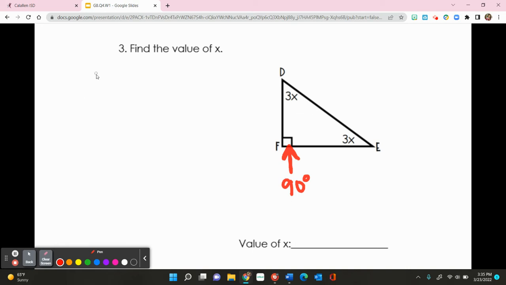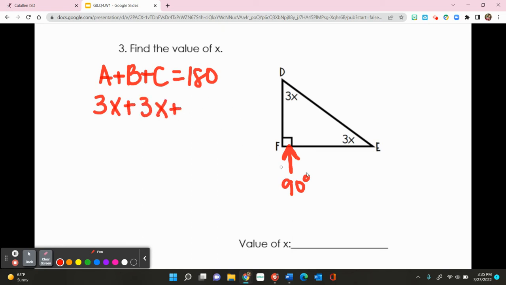So again, we're going to start off by first adding our three angle measurements together by using the triangle sum theorem, which is A plus B plus C equals 180. So my first angle is going to be 3x, plus my second angle is 3x, plus my third angle is 90 degrees. And I'm going to set this equal to 180.